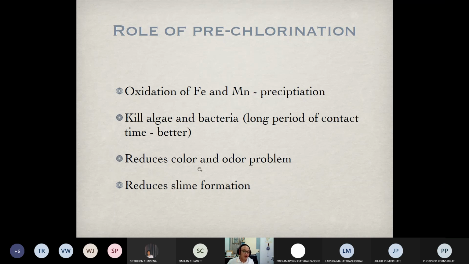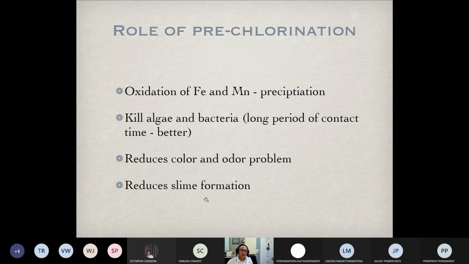Additions of chlorine also help to reduce the color and odor problems, and reduce slime formation. Slime is a kind of viscous liquid that sticks to the walls, the pipe walls, or the sedimentation wall, and any other places in water treatment systems. It originates from microorganisms.